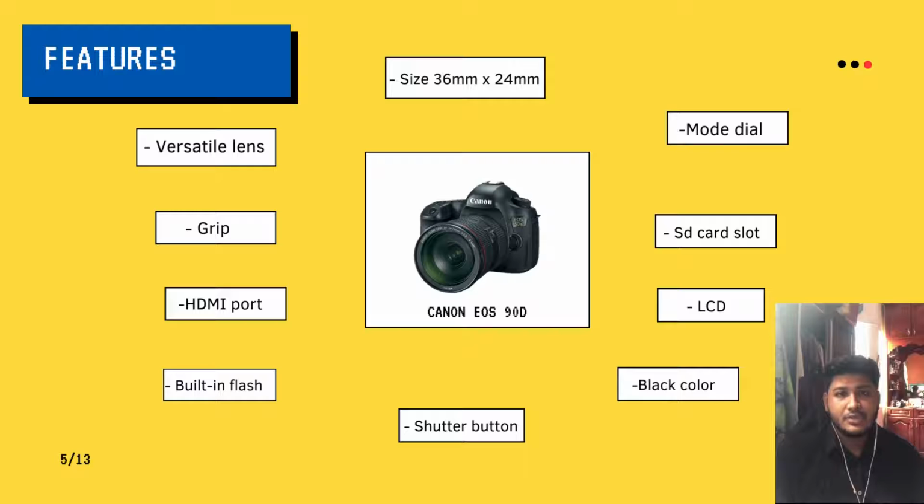Then the camera also has a built-in grip using rubber as the material. So every time someone takes a picture while holding the camera, the possibility of it slipping through our hand is low.